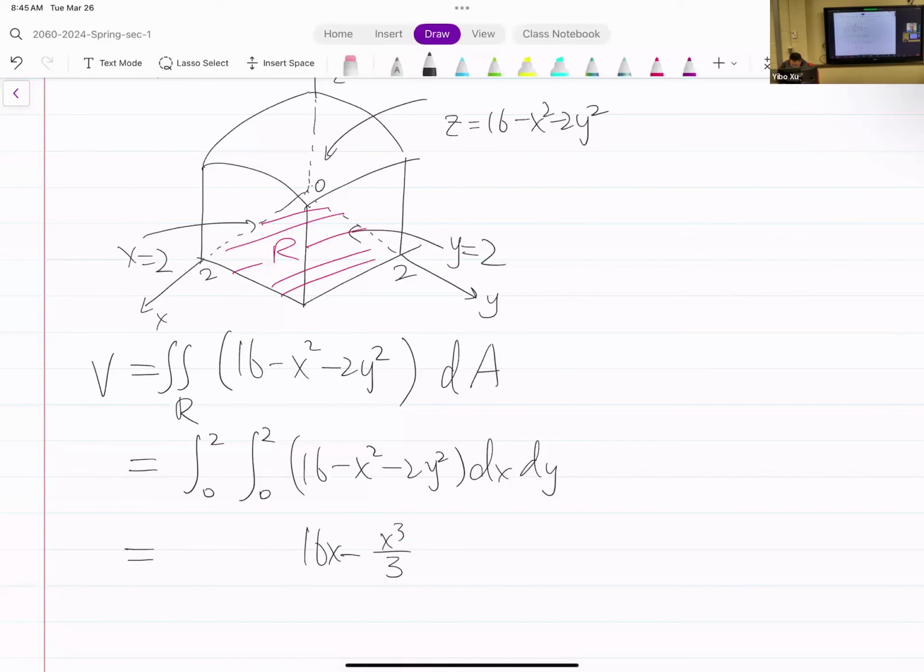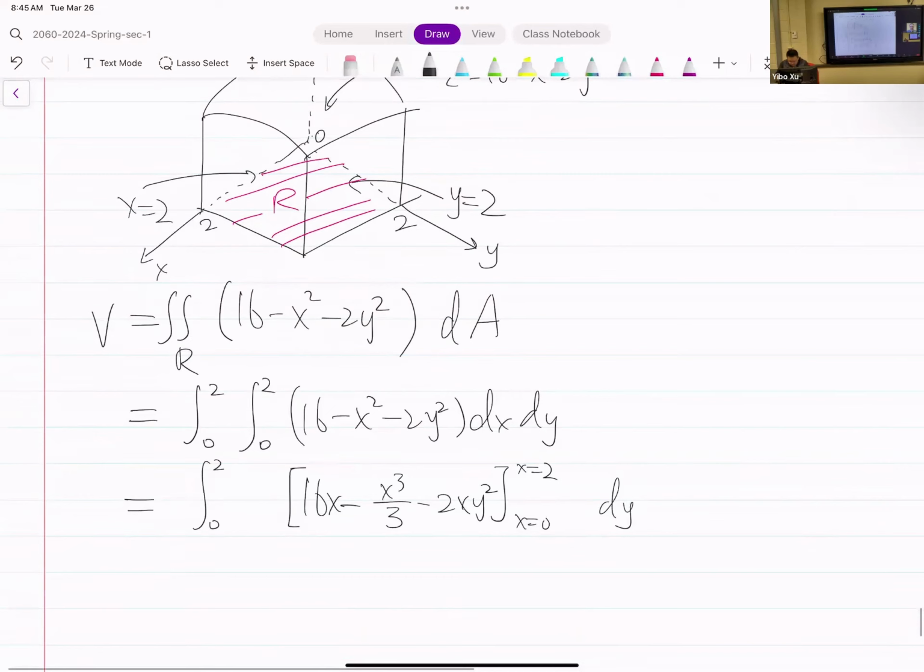So you can do the power, minus 2xy squared. This is the antiderivative in terms of x. If you differentiate with respect to x, you should get the same function back. Then plug in x equal to 0 and x equal to 2. Finally, once you get that result, integrate with respect to y.